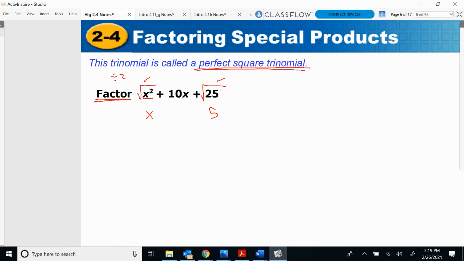All right, then we check if we multiply these two together, that's going to end up giving us 5x. And take a look, it is exactly half of that term in the middle. 5x is exactly half of 10x. Okay, so there's our two checks. So that worked out, that worked out.